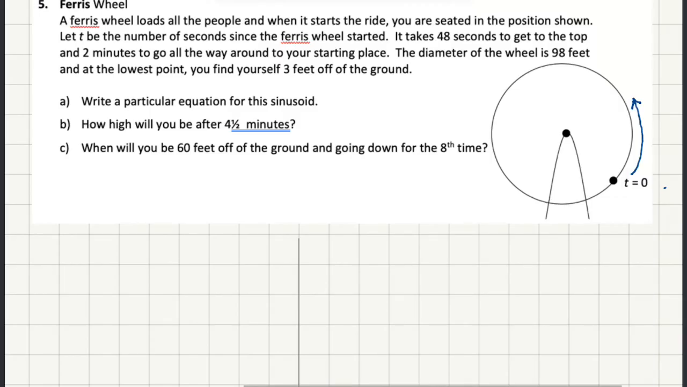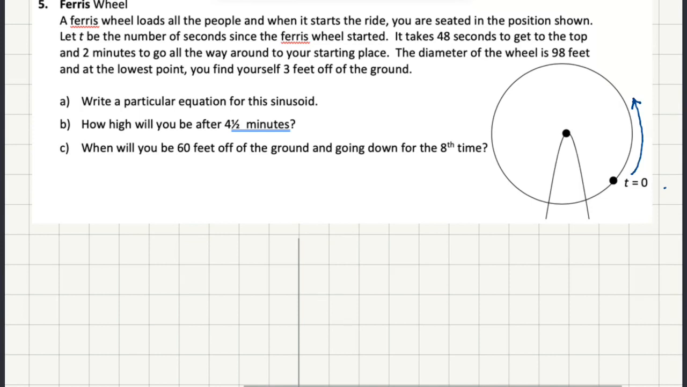Okay, this problem says that you're riding a Ferris wheel and that your height with respect to time can be modeled as a sinusoidal function. So here we have a Ferris wheel loading all the people. When it starts the ride, you're seated in the position shown. So you're not quite at the bottom of the ride and you're not quite at the top of the ride. You're somewhere in between.